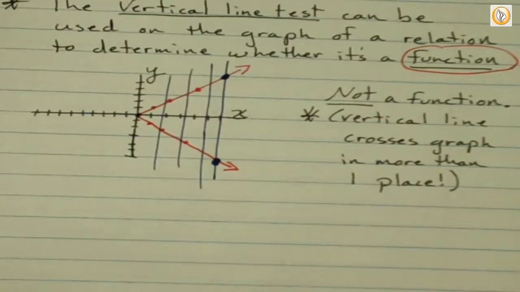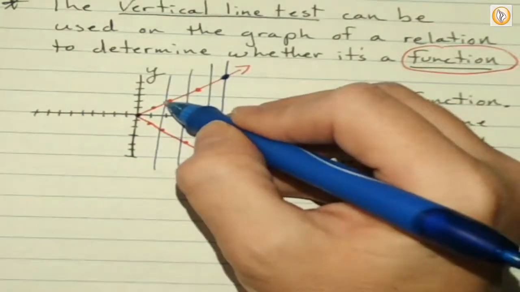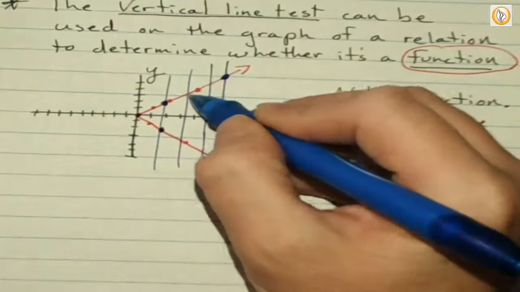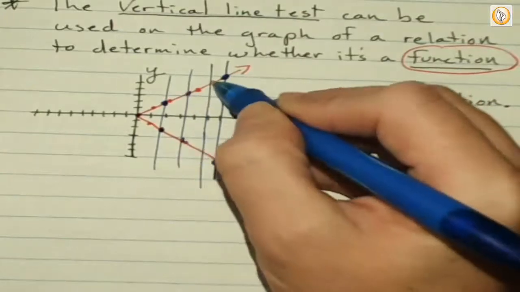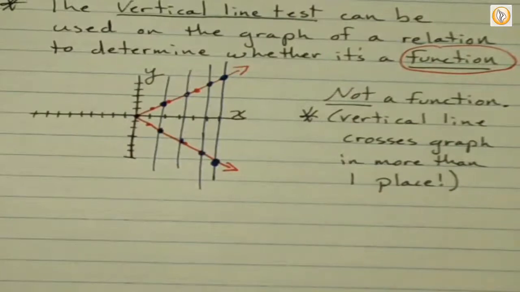Does that make sense? Cecilia, do you understand? Are you sure? Emily? Gabby? Okay, so notice it crossed here and here, here and here. So no matter where I drew my line, it's always crossing it in more than one place. So therefore, it is not a function.